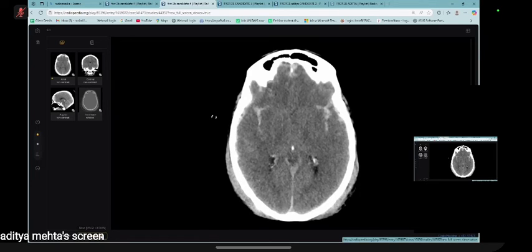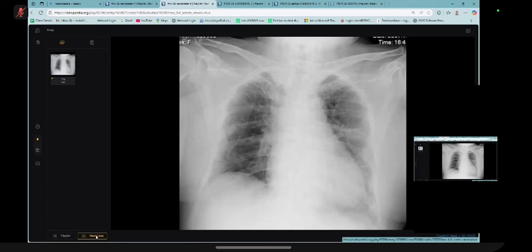Then next case. This is another patient for you, and I'm giving you the clinical presentation. This is a 55-year-old female with back pain and bone and soft tissue pain, bone pain mainly. What do you think?